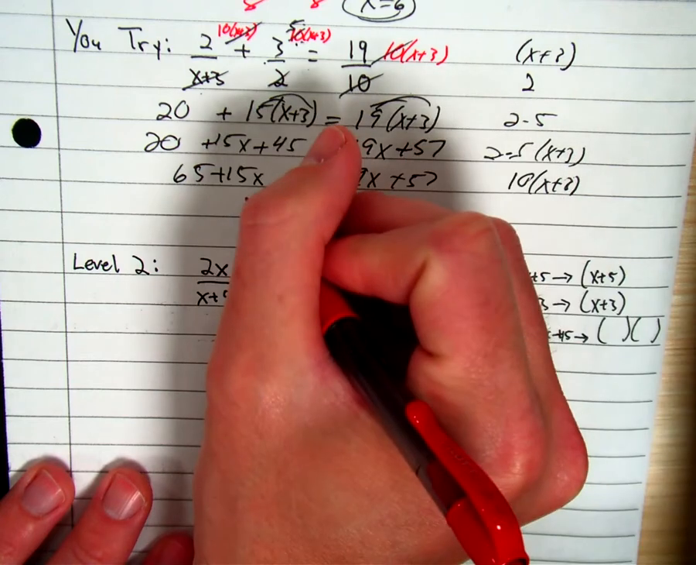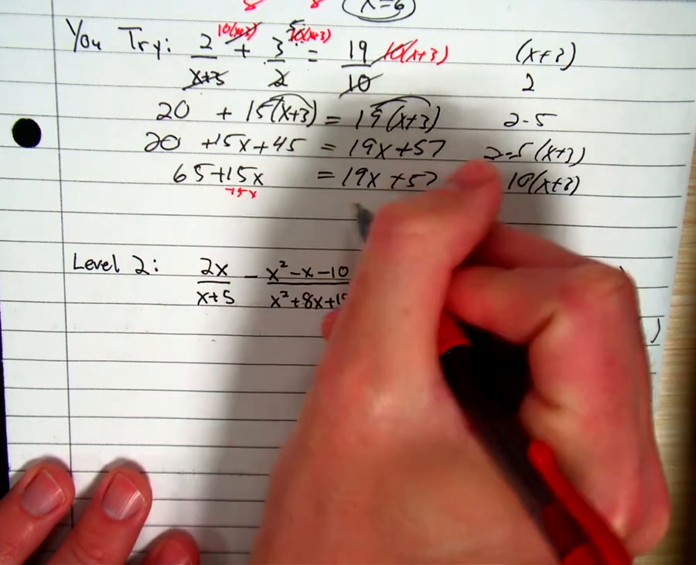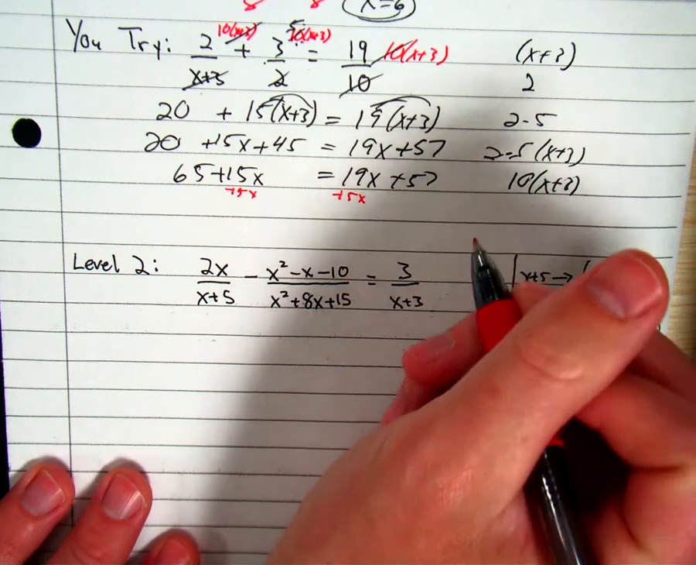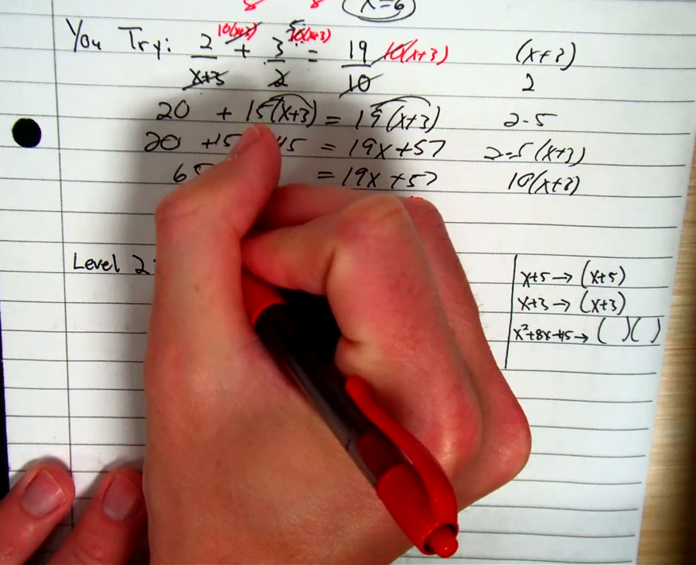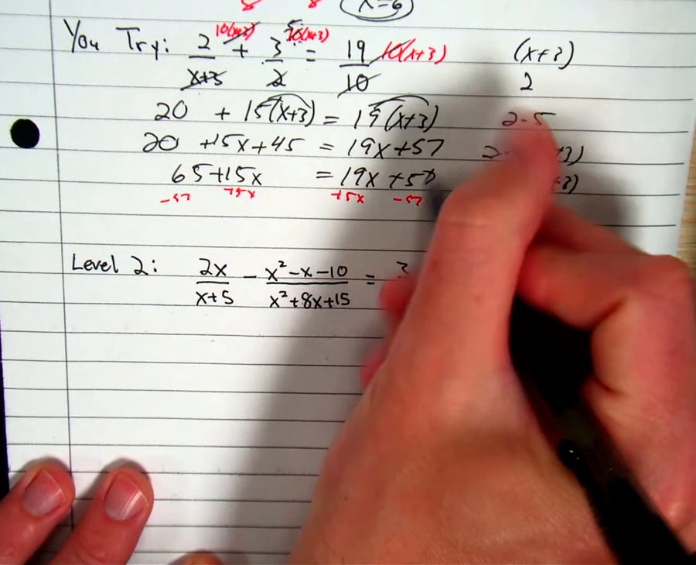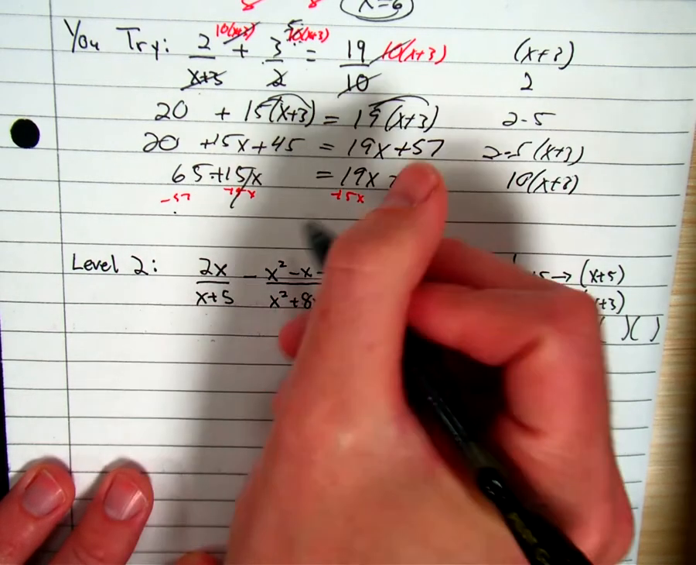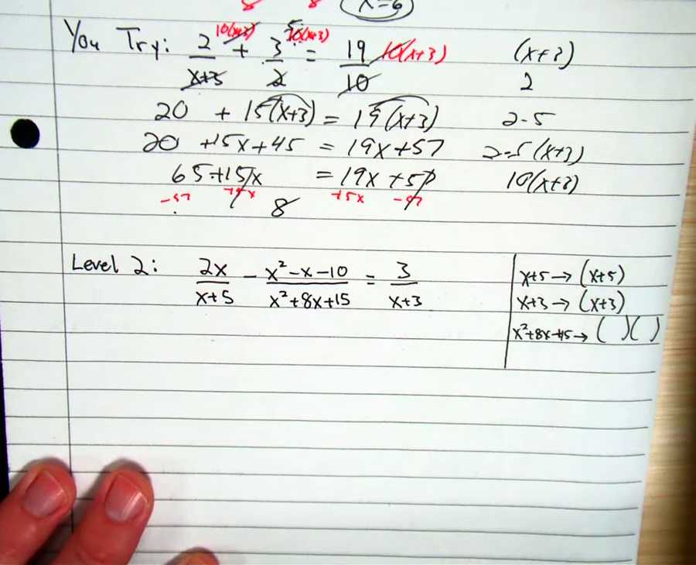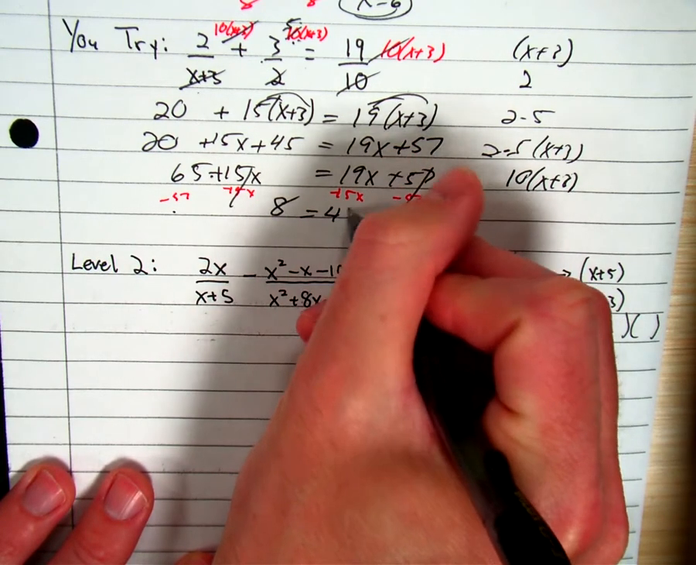Let's subtract 15x from both sides, and we'll subtract 57 from both sides. We'll do both of those at once, because that'll cancel here and here. 65 minus 57 should leave me with 8. 19x minus 15x should be 4x.